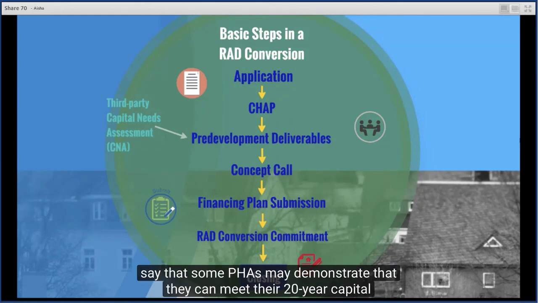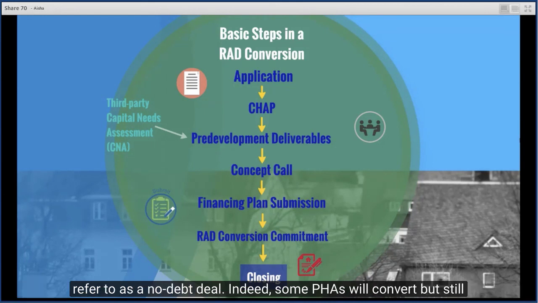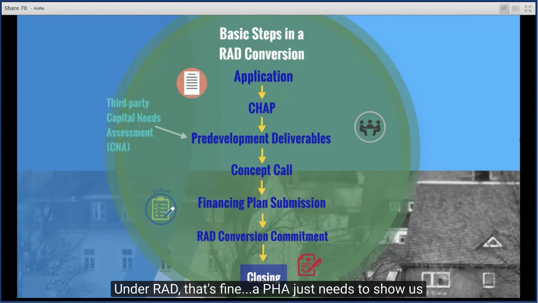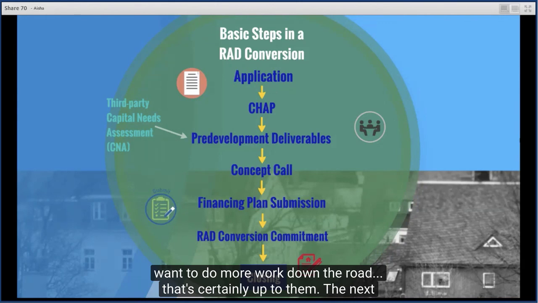Now, just a note to say that some PHAs may demonstrate that they can meet their 20-year capital needs through, say, just setting aside a large annual deposit to reserves, or what we refer to as a no-debt deal. Indeed, some PHAs will convert but still plan to undertake a larger recapitalization event in a few years. Under RAD, that's fine. The PHA just needs to show us that it can meet all items identified in the capital needs assessment. And if they want to do more work down the road, that's certainly up to them.